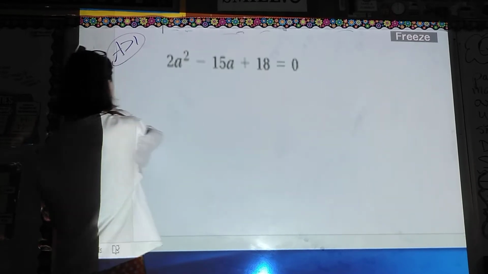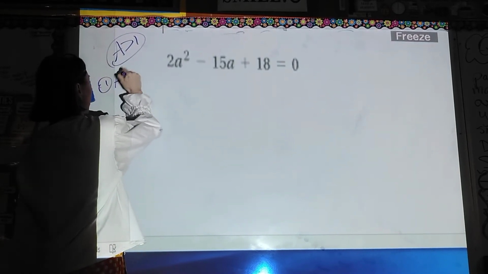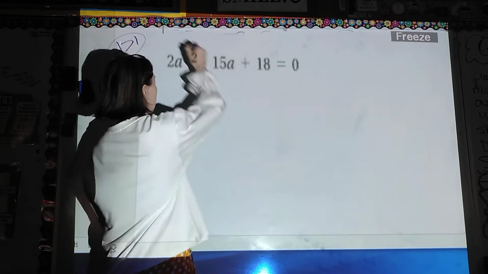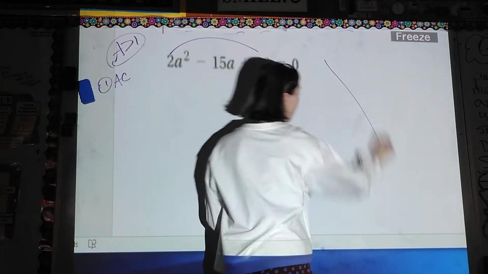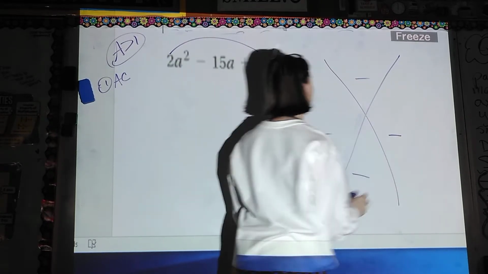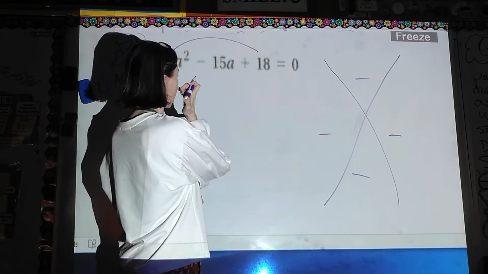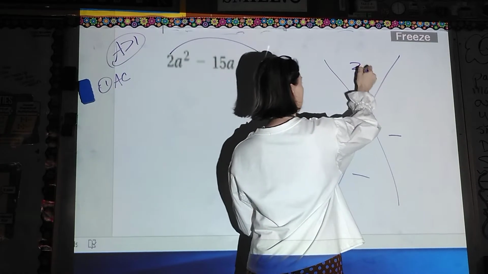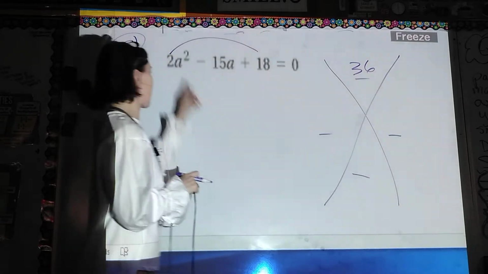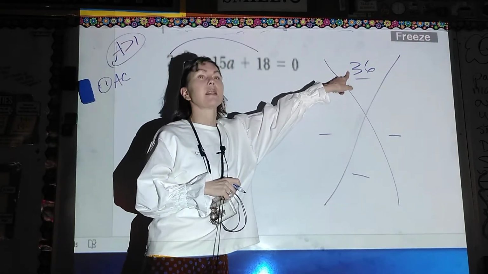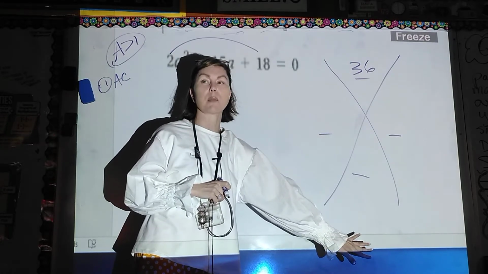Step 1, multiply A times C and fill in the magic X. Here we go. 2 times 18. Okay, 2 times 18 is 36? Yes. 36, okay? So multiply A times C. 2 times 18 is 36. Now we fill in the rest of the magic X.